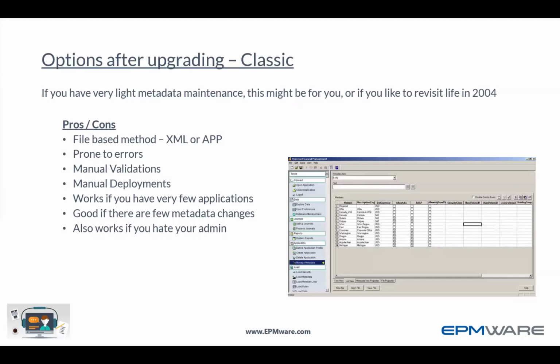So after going to the upgrade, another option you have is to simply stay in classic mode. And if you decide to do that, there are a few benefits. You may be able to write validations for your applications, for your functional validations. Of course, going back to the classic method means that you'll be managing metadata here, for HFM for example, in XML or app files. And here's the classic metadata manager.